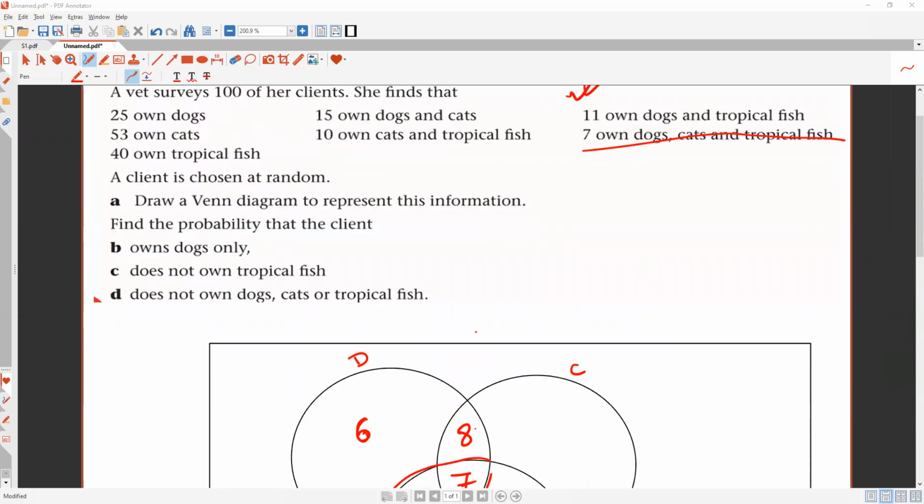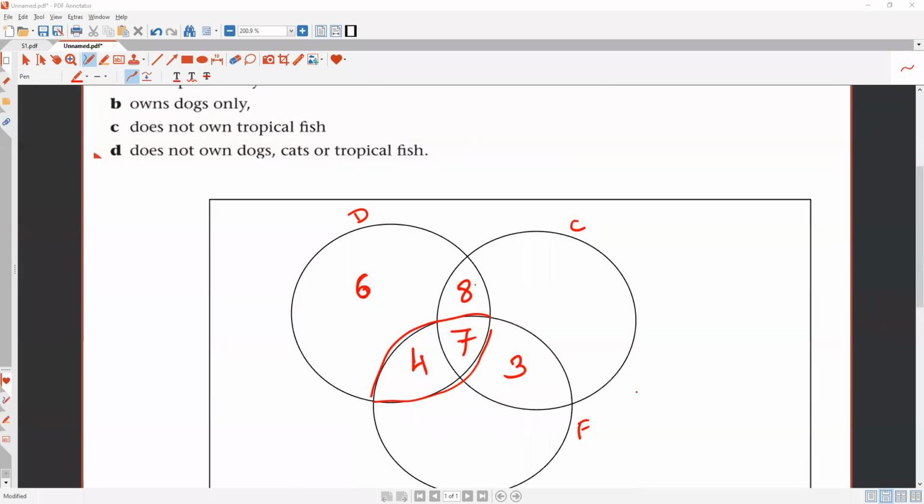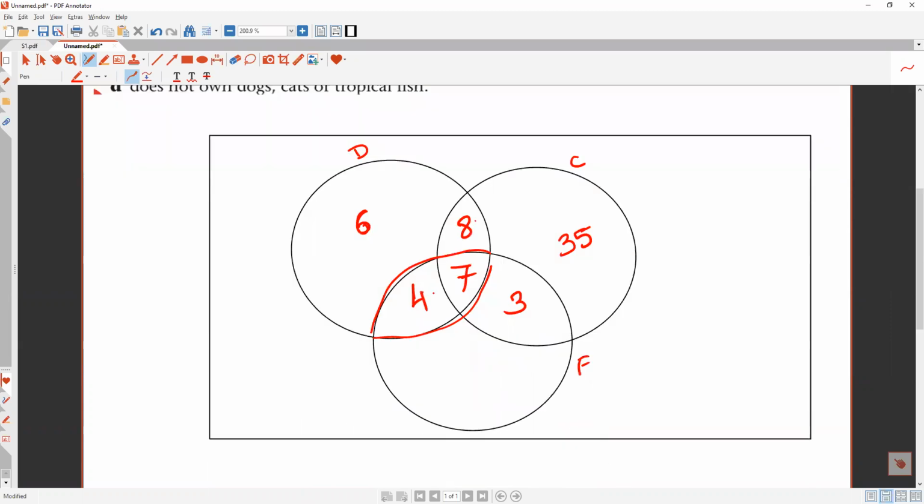Okay, now let's see how many cats are there. 53 own cats. So you have 15, 16, 17, 18. 18 cats are there. Out of 53, 18 cats are gone. We have 35. Now after this, you have 10, 14. How many fishes are there total? 40. So 40 minus 14. How many are there? 26 left.